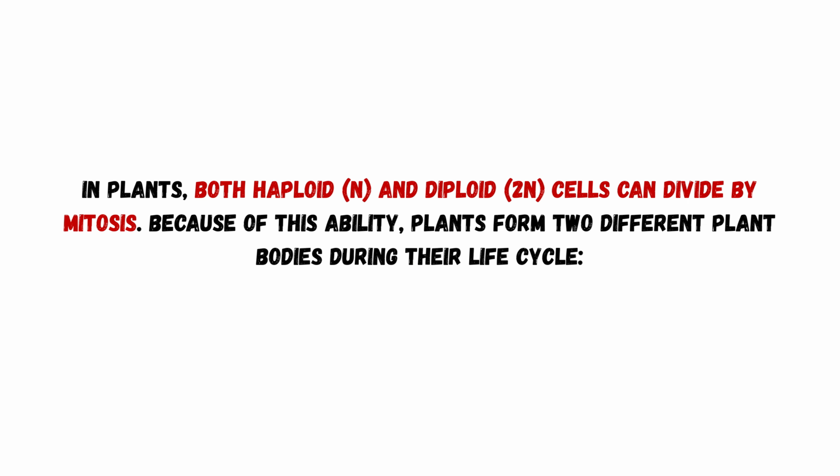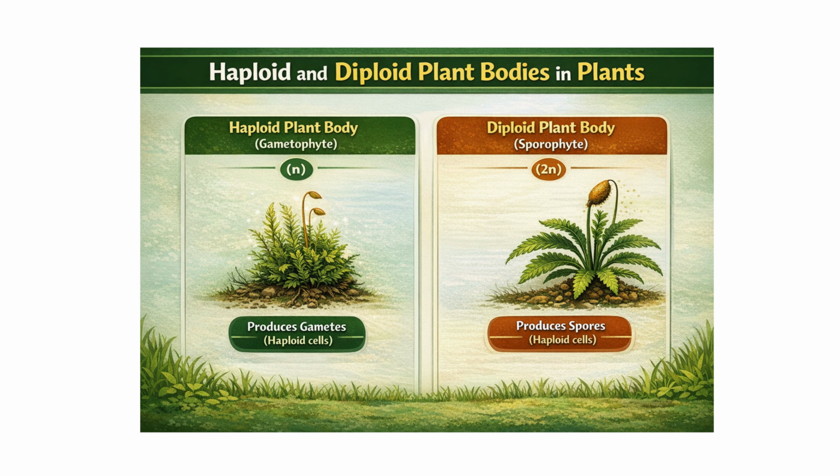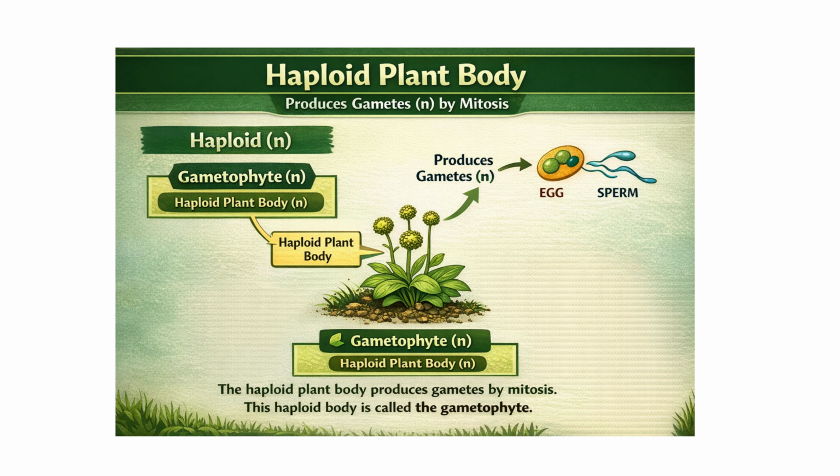Now let us understand the basic concept of the plant life cycle. In plants, both haploid and diploid cells divide by mitosis. Because of this ability, plants form two different plant bodies during their life cycle, which are a haploid plant body and a diploid plant body. The haploid plant body produces gametes by mitosis. This haploid body is called the gametophyte.